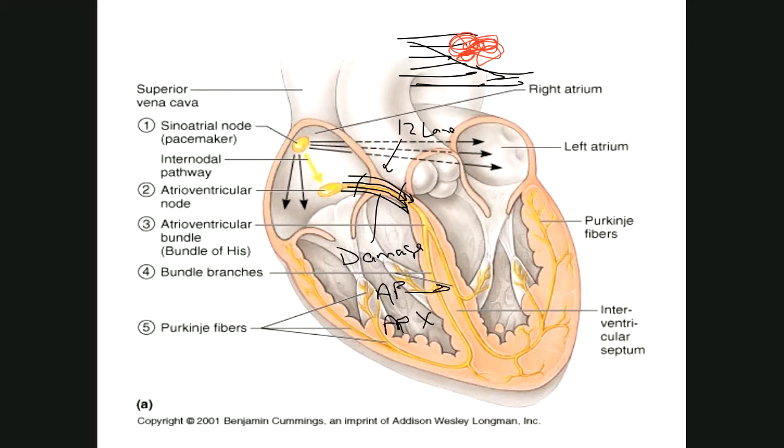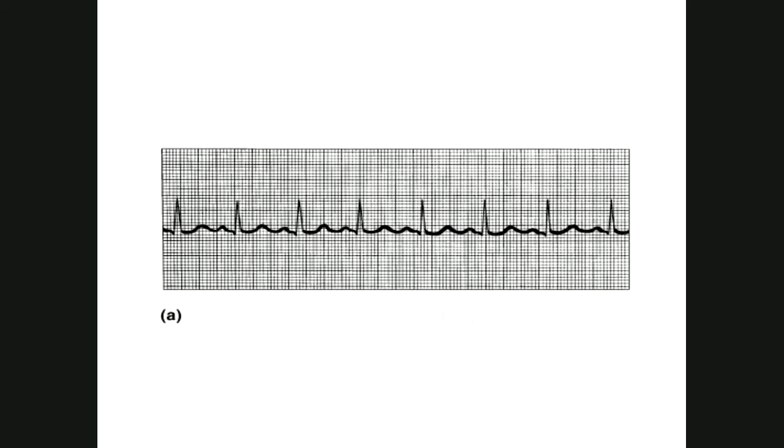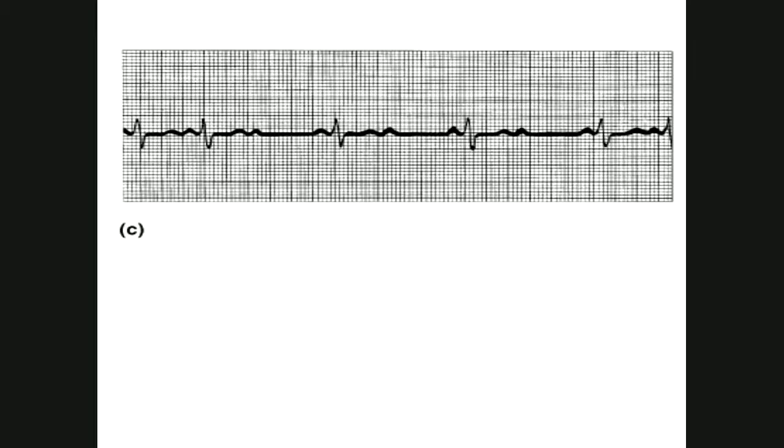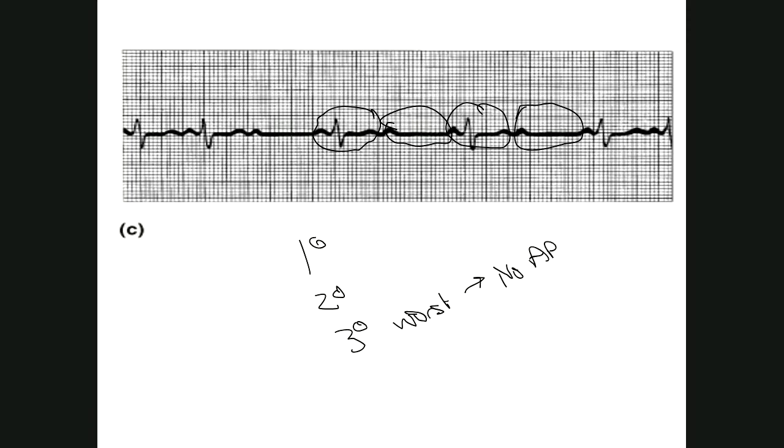And so when we look at ECG, we can actually see that. This one got through. This one did not. This one got through. This one did not. There are 3 degrees of heart block. Third being the most dangerous or the worst. And in third degree heart block, no action potentials get through. None of them make it through.